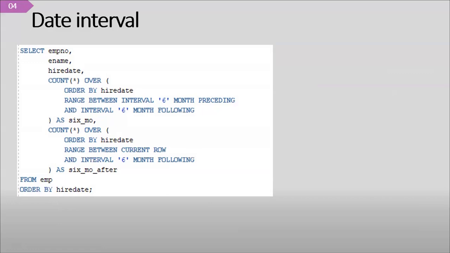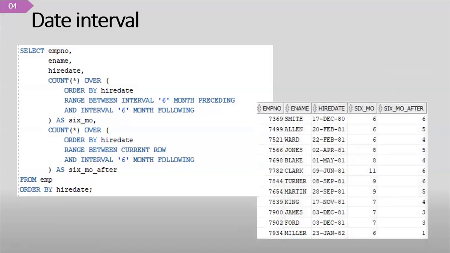So the syntax is range between, and after it you put the word interval, and then the number of months you want the interval to work before, and the number of months you want the interval to work after, as for example, 6 months. You need to put two intervals, one after the between and one after the and. So this is how it will work. It will count all the employees 6 months before and 6 months after. And for the second case, it will calculate only the 6 months after.